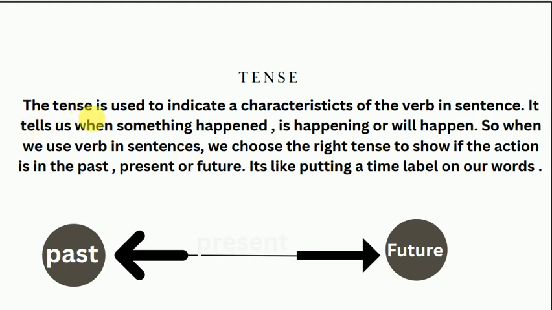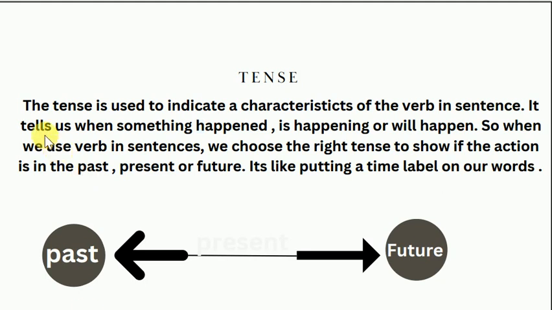It tells us when something happened. When something happened, it means it is in the past tense, is happening, or will happen. So when we use a verb in a sentence, we choose the right tense to show if the action is in the past, present, or future. It's like putting a time label on our words.